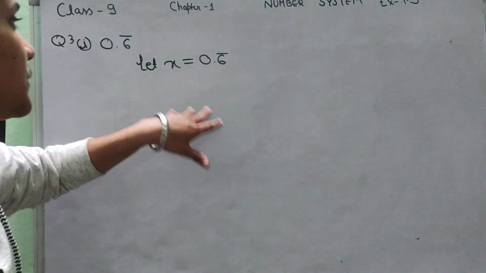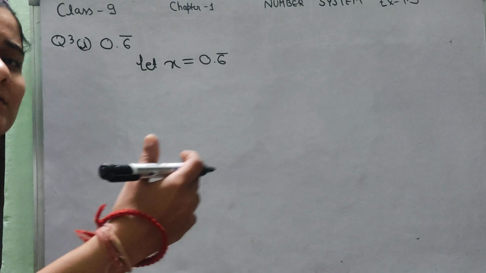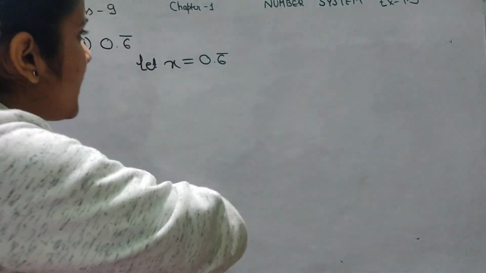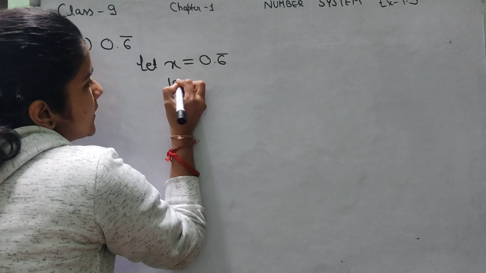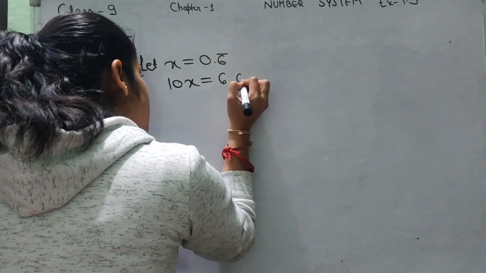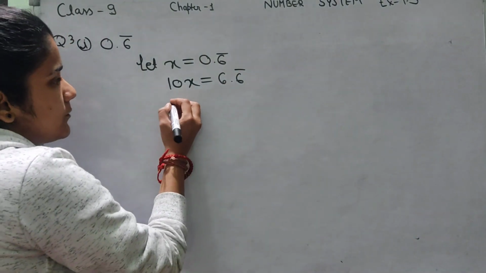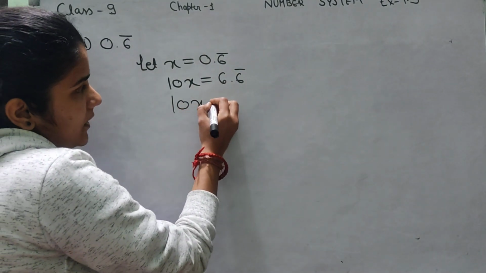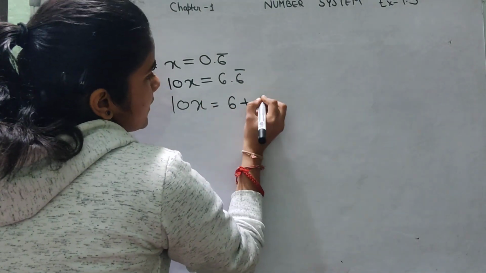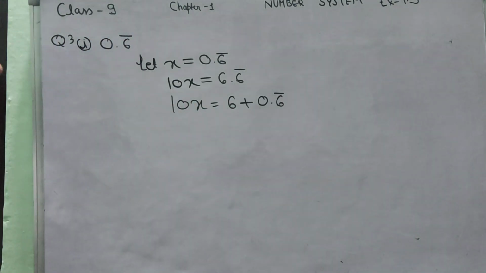Now we need to multiply both sides by 10. 10 से multiply करने से होगा. It is a step by step procedure of solving a question. Multiply 10 both sides. What we get is 10x equals 6.6 bar. Now 10x can be simply written as 6 plus 0.6 bar.